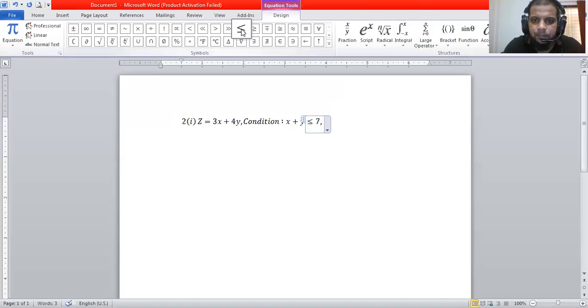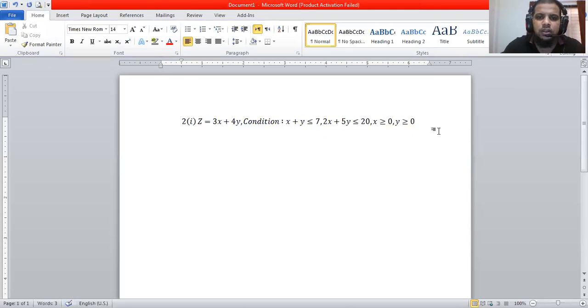And 2x plus 5y is less than or equal to 20. It is the condition, and x, y both are greater than 0. Actually, this line is like this. If I write like this, then it will be easily understandable. But in your question, it will be written like this: xy greater than 0. Actually, it is x is greater than or equal to 0 and y is greater than or equal to 0.